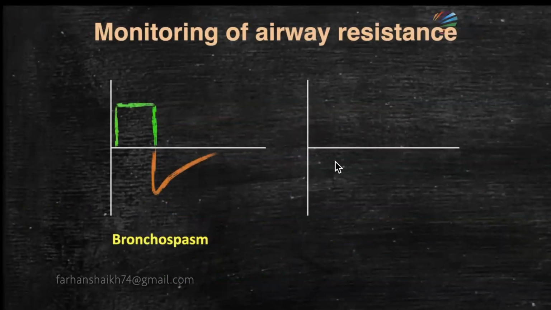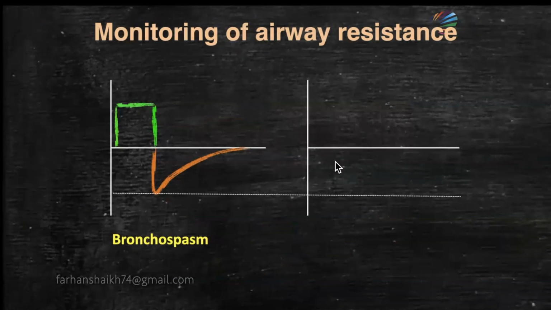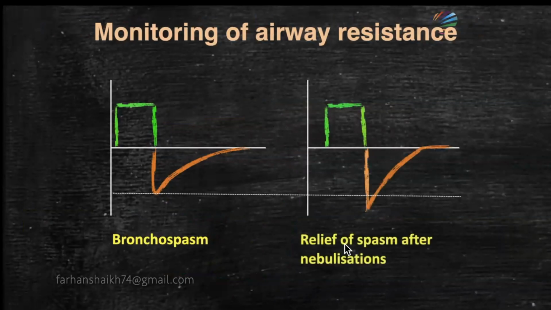Now, looking at the flow time scalar in bronchospasm during expiration, the height of the expiratory flow is reduced because of bronchospasm. And when you give bronchodilator therapy, you will see there is significant improvement of flow during the expiration.